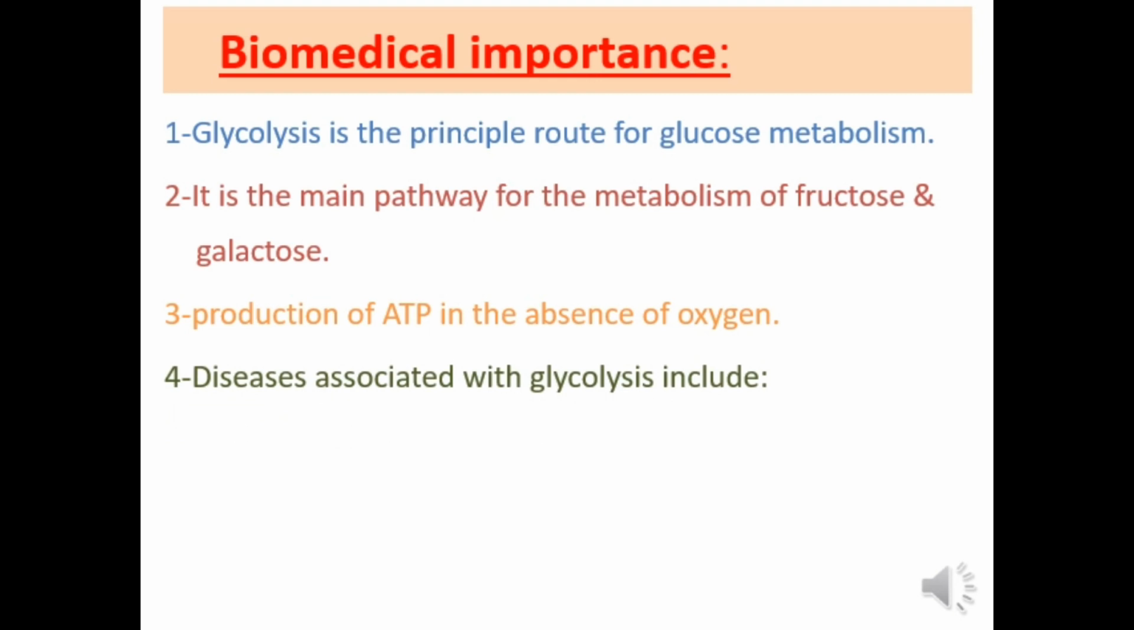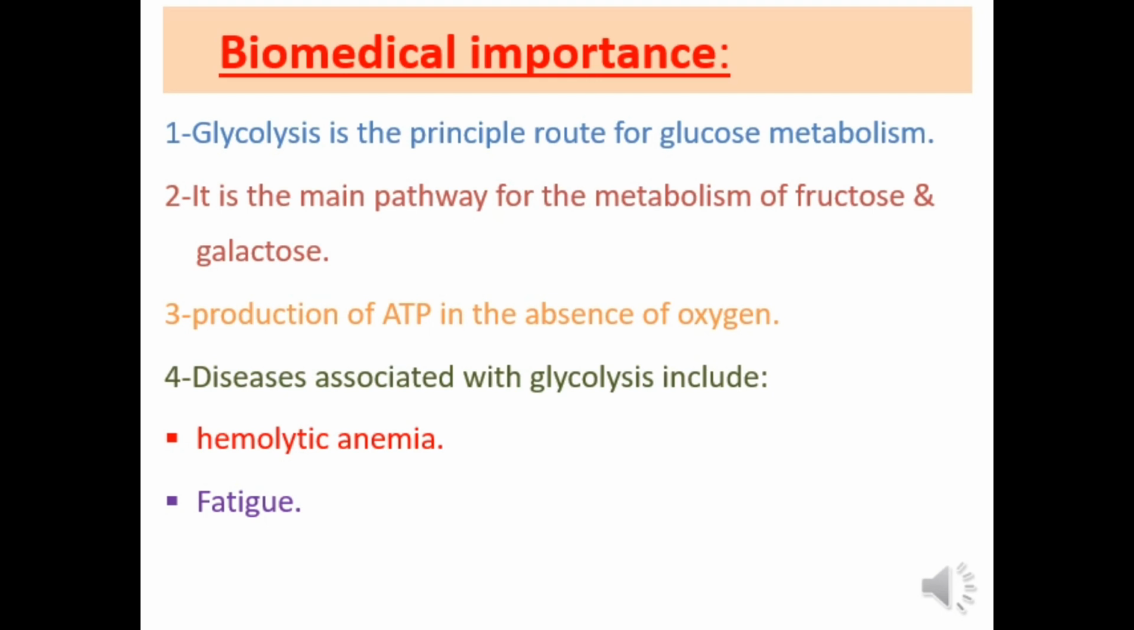Diseases associated with glycolysis include hemolytic anemia due to deficiency of pyruvate kinase. This enzyme catalyzes the last step of glycolysis. When this enzyme is deficient, it leads to hemolytic anemia because there is a shortage of energy, and RBCs do not have enough energy, and this will cause hemolysis of RBCs.